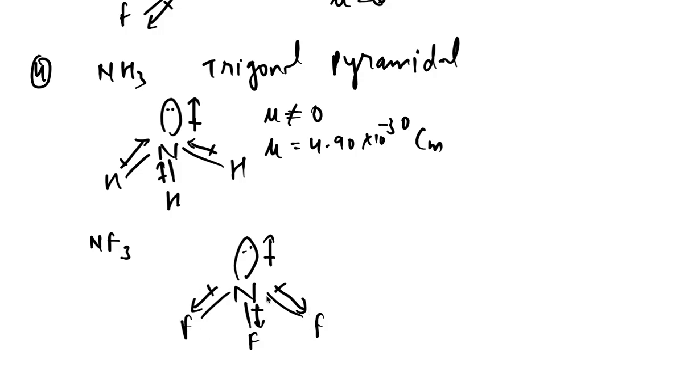Okay, so in this case it will overall not be 0. Why? Because downward we have more dipole moment, but still the dipole moment of NF3 would be lesser than that of NH3. Why? Because in NH3 every dipole points towards the same direction, whereas in this case the lone pair is pointing in one direction and the N-F bonds are pointing in another direction, and its mu is 0.80 × 10 raised to power minus 30 coulomb meter. Okay, I hope this is clear.